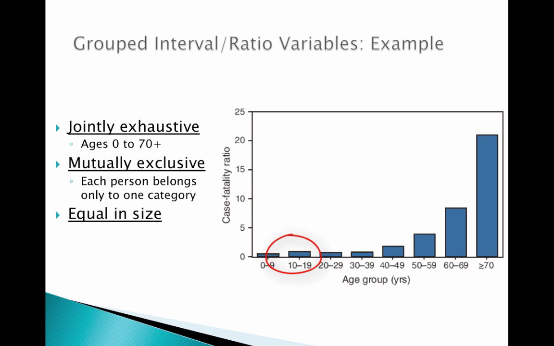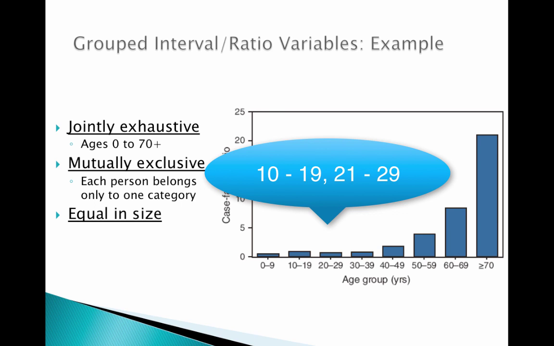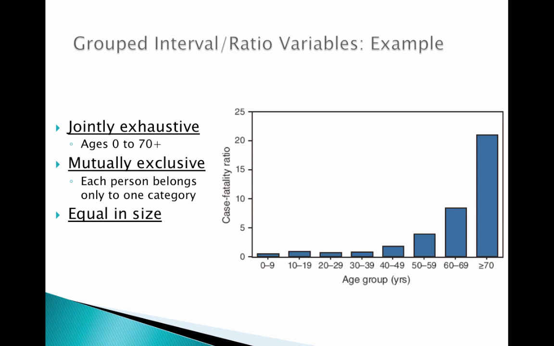So here we see 18 to 19-year-olds, 20 to 29-year-olds. Well, what if this changed and I created 10 to 19 and then 21 to 29? Then what happens? What if you have a 20-year-old? Where are they going to go? That addresses the jointly exhaustive rule.